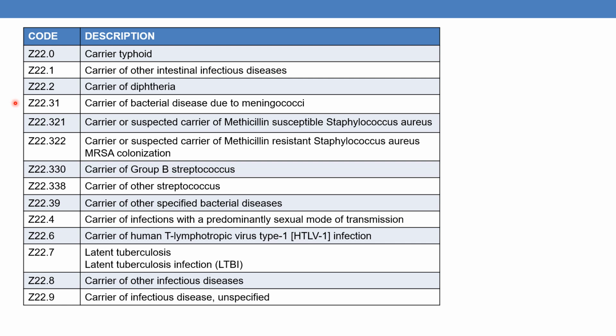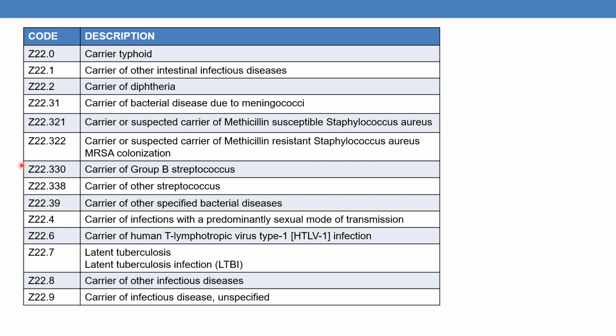The next is Z22.31, carrier of bacterial disease due to meningococci. The next is Z22.321, carrier or suspected carrier of methicillin susceptible Staphylococcus aureus, MSSA. The next is Z22.322, carrier or suspected carrier of methicillin resistant Staphylococcus aureus, or MRSA colonization.